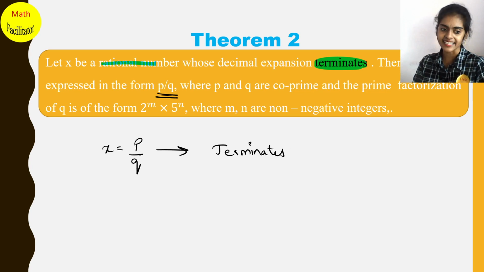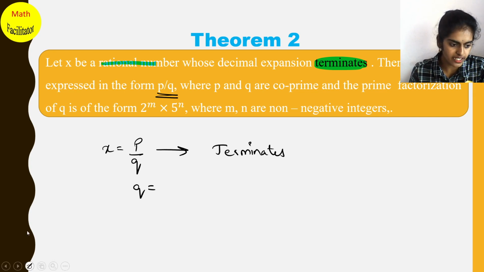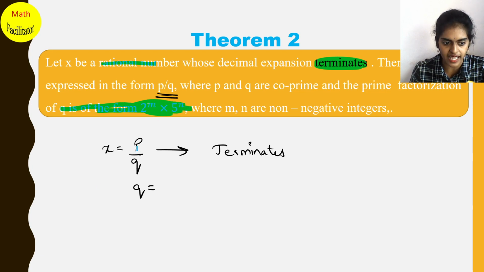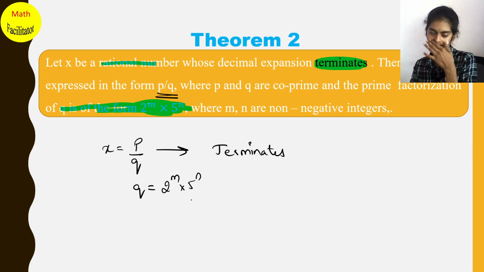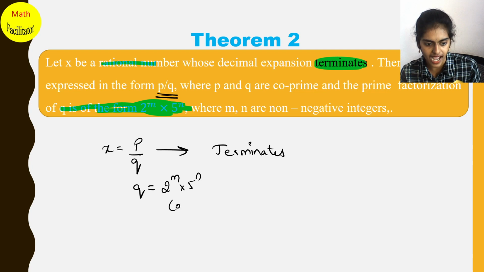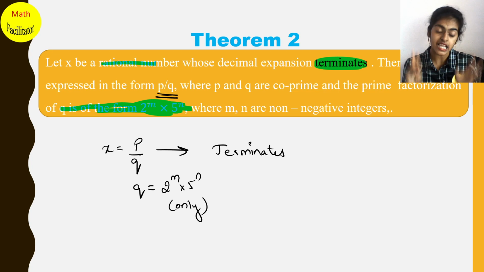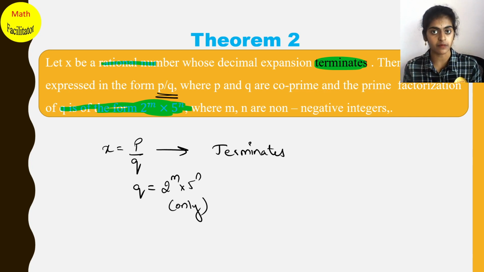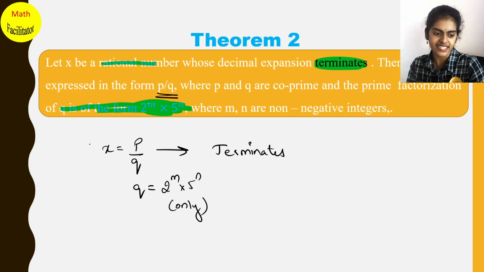Then I can say that my denominator Q will be of the form 2 power n, 5 power m. So if I prime factorize my denominator, it should be of that form. That means it should have only 2 and 5 in the prime factorization of the denominator. Otherwise, if you have any other prime number, it will be non-terminating. That is the next theorem I will tell you. Understand, this is a theorem.